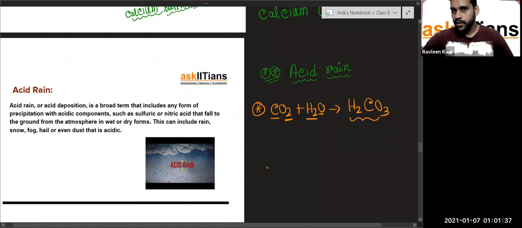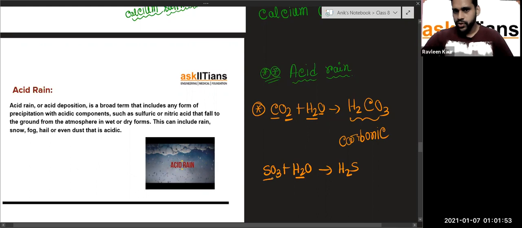This is called carbonic acid. Apart from that, SO3 plus H2O. Pause this video and tell me what is the thing you are going to get. Write H2, after that S, and 3 oxygen here, 1 oxygen here: H2SO4.